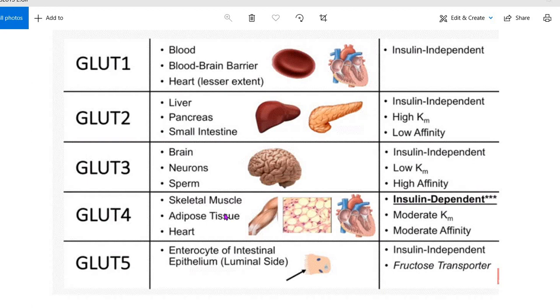And I'm going to explain how insulin influences the muscle shortly, but immediately after I finish explaining the GLUT transporters. Another important point here is that it has a moderate Km, and having a moderate Km means you have moderate affinity for glucose. So GLUT4 actually has a moderate affinity for the glucose molecule. So when glucose molecules are available, they can get into the cell in a moderate amount. Talking about the skeletal muscle cells and the heart muscle cells, and even the same for adipose tissue.